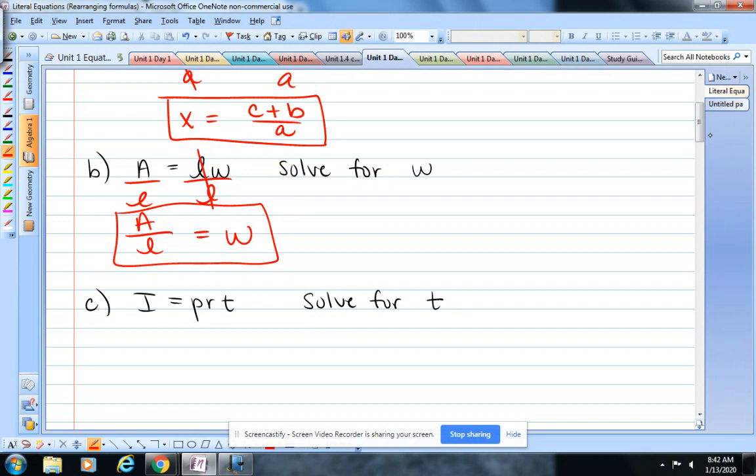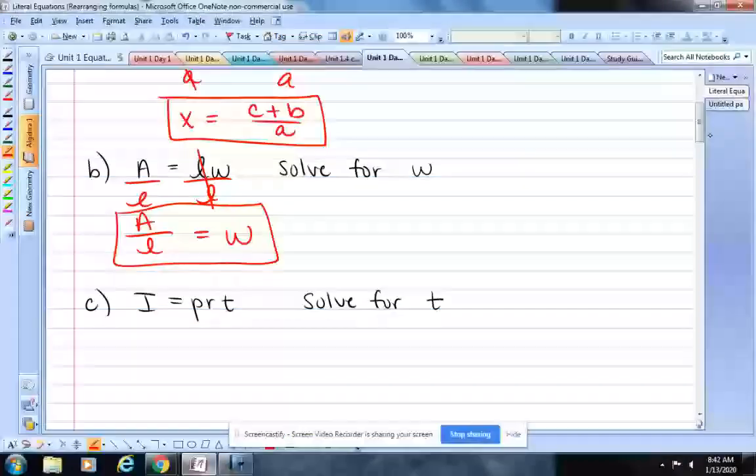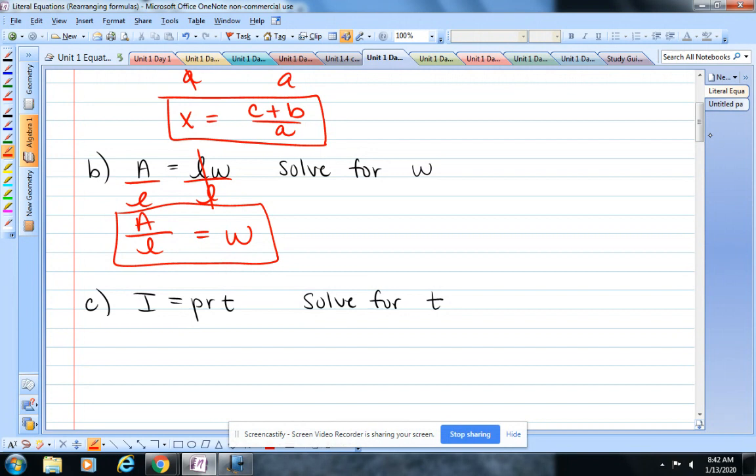Here's one. Y'all know what this is the formula for? Interest equals something. The I equals PRT? Interest equals principal times rate times time. Your principal is how much you invest to start with. Interest equals principal times your rate, which is a percentage, times the amount of time you're investing. Solve for T.